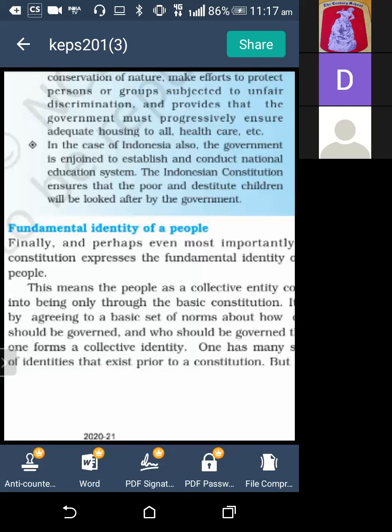One has many sets of identities that exist prior to the constitution. और constitution से पहले भी आपकी एक आइडेंटिटी है. Your parents' identity, your other identities, we will discuss about it. One has some sets of identities that exist prior to the constitution, but by agreeing to certain basic norms and principles, one constitution, one basic political identity. सबसे पहले आपकी है पॉलिटिकल आइडेंटिटी. इंडियन कॉन्स्टिट्यूशन पॉलिटिकल आइडेंटिटी. Samvidhan, Constitution, Samvidhan. Right? One constitution, one's basic political identity.